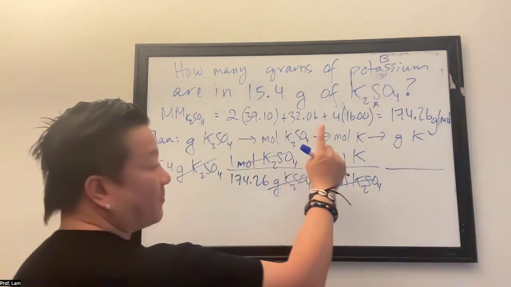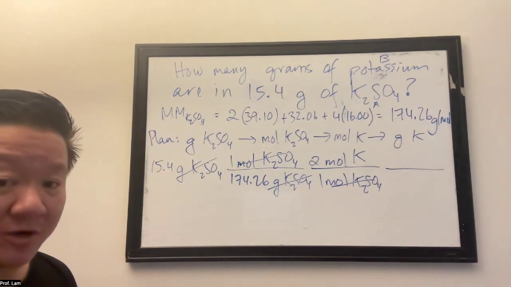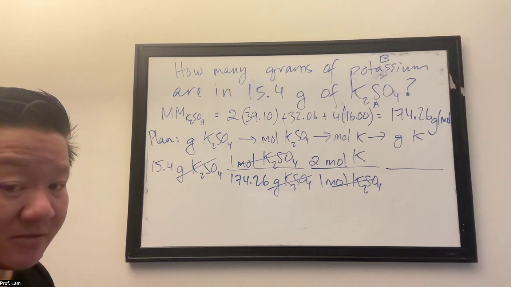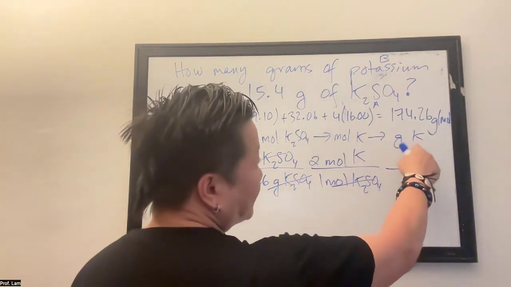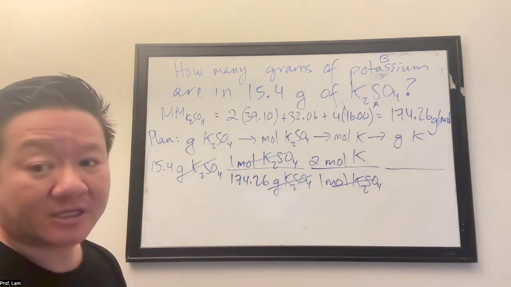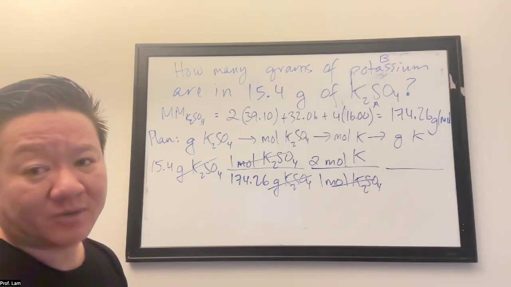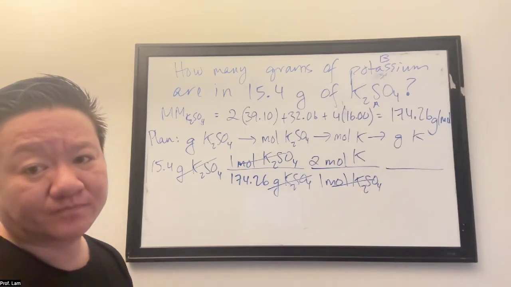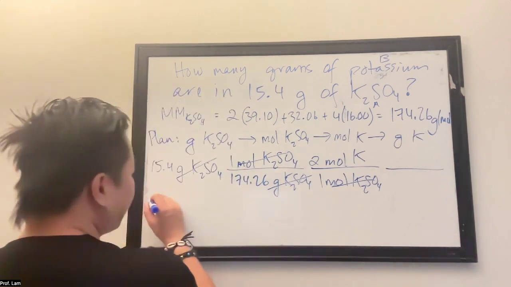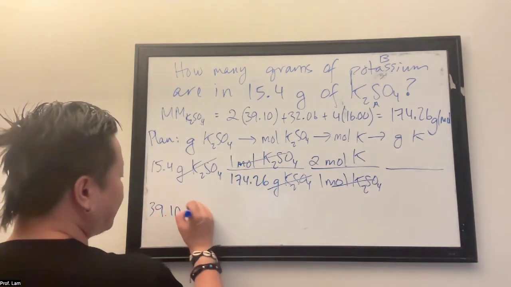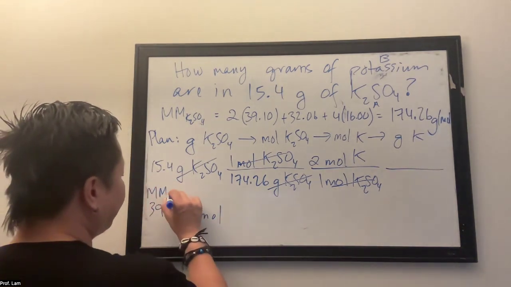We need to go from moles of K to grams of K. On your roadmap, how do you go between moles and grams? You need a molar mass. This time, we need the molar mass of potassium. We can just look that up. The molar mass of potassium is 39.10 grams per mole.